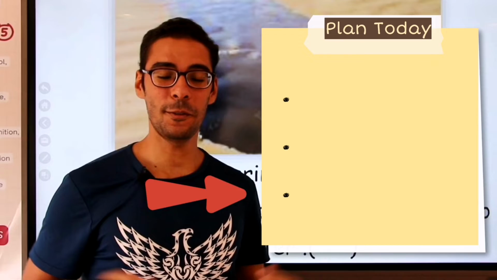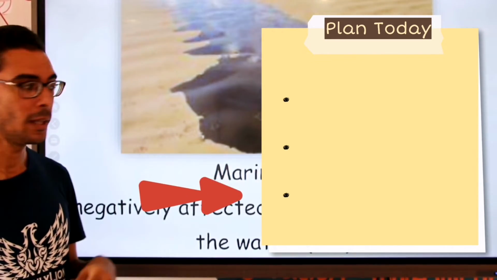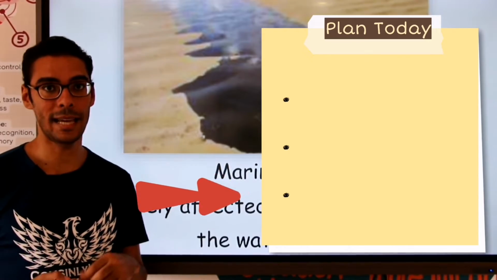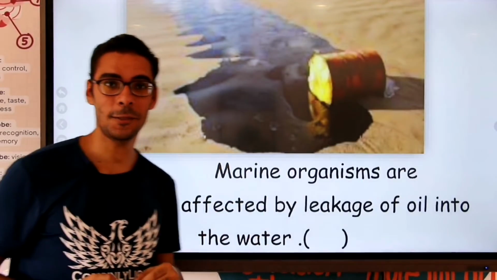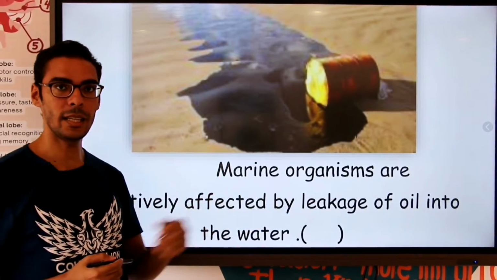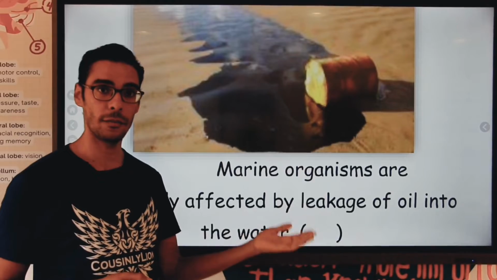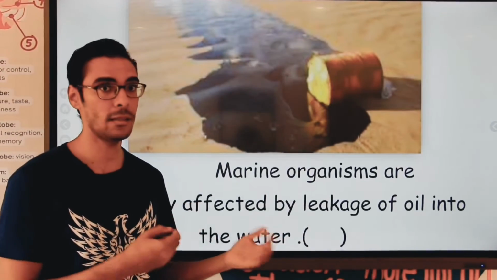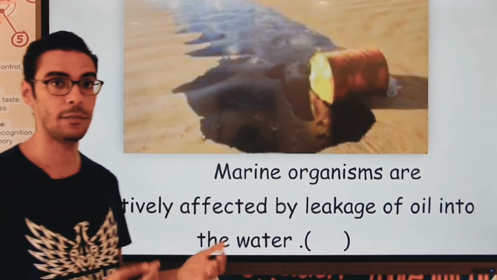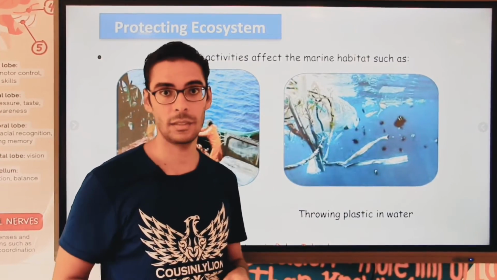And now it's time for the third factor affecting the food web or the ecosystem, which is going to be human activities. So let's try to answer this question. Marine organisms are negatively affected by the leakage of oil into the water. What do you think? Does the leakage of oil have a negative effect or a positive effect on marine life or the marine ecosystem? Definitely it has a negative effect, but this is not just the human activities example.